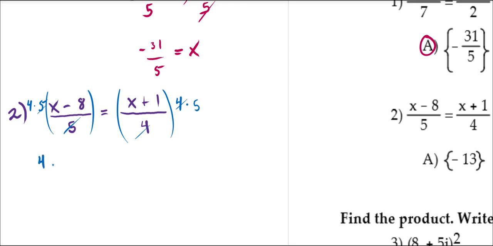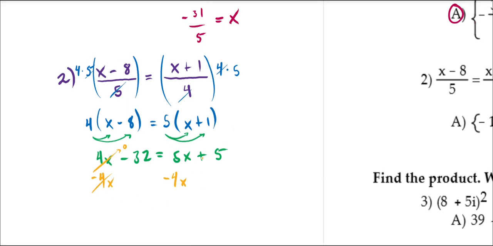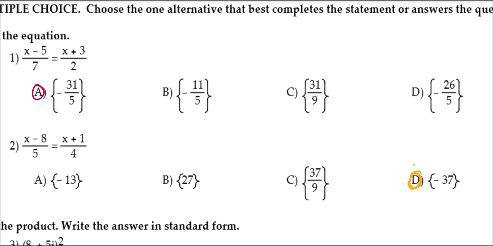We would then wind up with 4 times x minus 8 on the left-hand side and 5 times x plus 1 on the right-hand side. We distribute to get this line here, and then we group like terms by moving our x's from left to right. And if we move our x's from left to right, we're going to want to move our numbers from right to left. So we'll minus 5 from over here and minus it from over here as well. This cancels to 0, and this gives me minus 37. 5x's minus 4x's is just a single x, and so we're done. And that is indeed answer D.